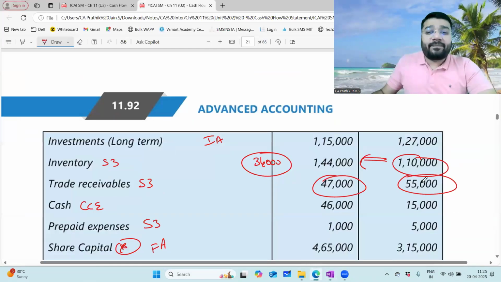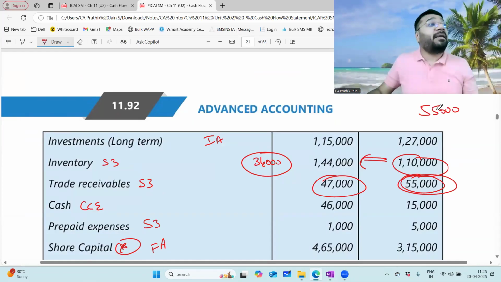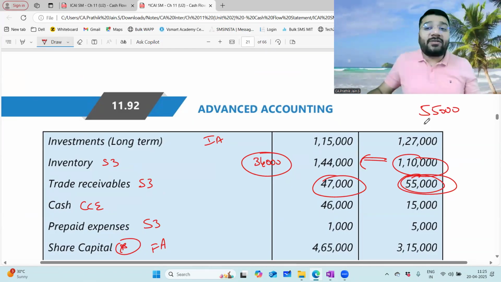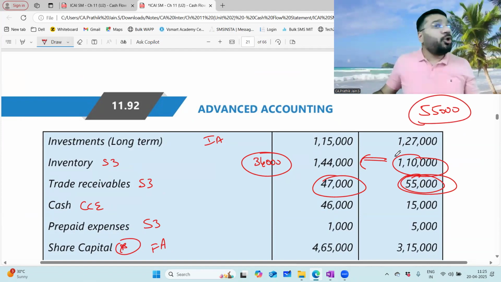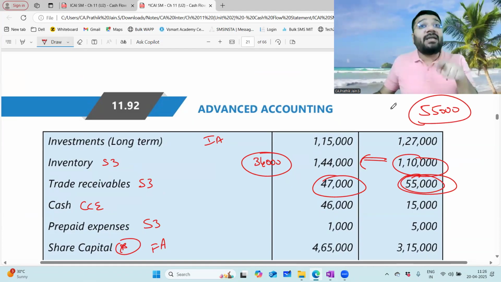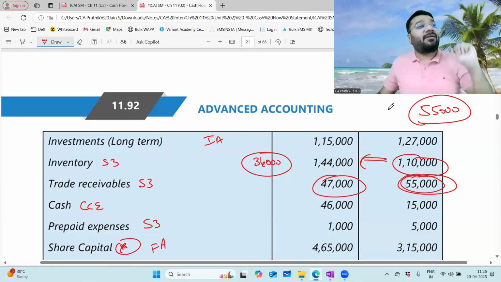So what does this mean? 55,000 rupees received. This 55,000 is the opening balance of trade receivable. During the year, you received the money from them. So it's a cash inflow. Is this 55,000 included in your current year net profit before tax and extraordinary item? No. This 55,000 is income of last year, included in last year's income.